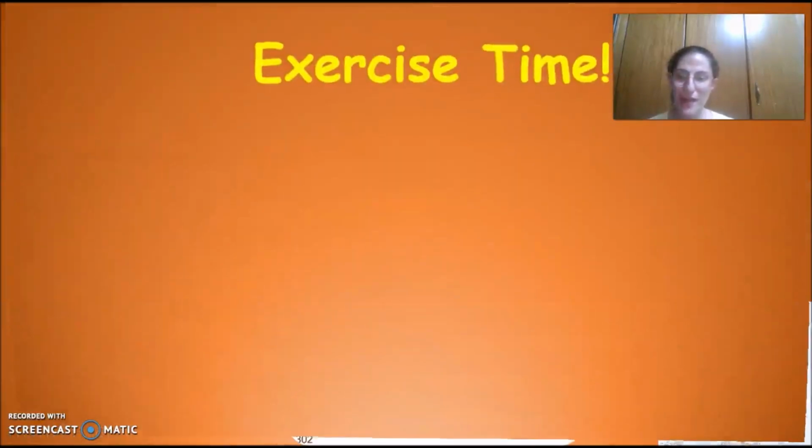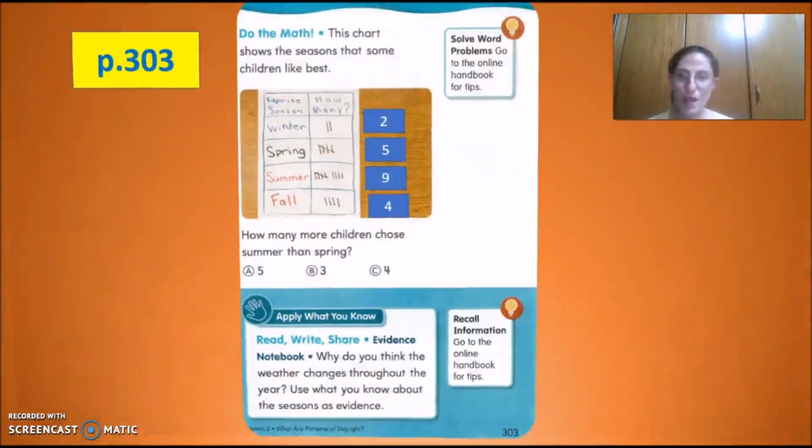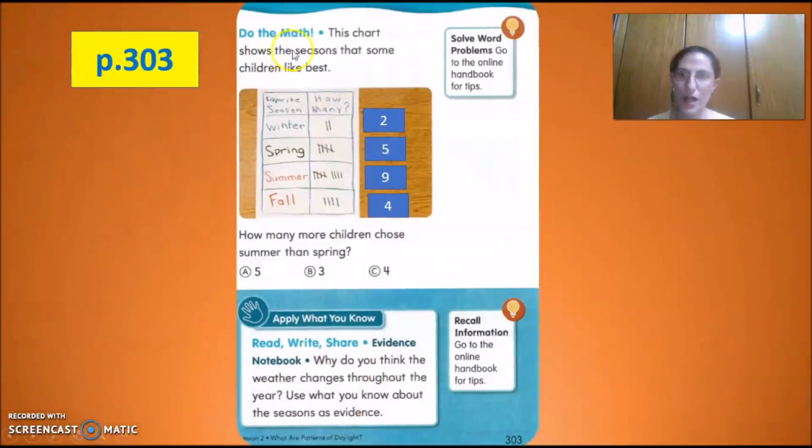We move on. Exercise time. Let's put our thinking caps on. We open to page 303. Do the math. This chart shows the seasons that some children like best. Favorite season and how many: winter, 2 students like it. Spring, 1, 2, 3, 4, 5 students like it. Summer, 1, 2, 3, 4, 5, 6, 7, 8, 9 students like it. Fall, consider that the favorite season is fall. 1, 2, 3, 4 students consider the fall to be their favorite season.